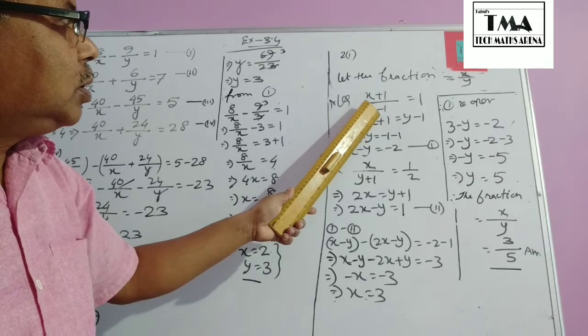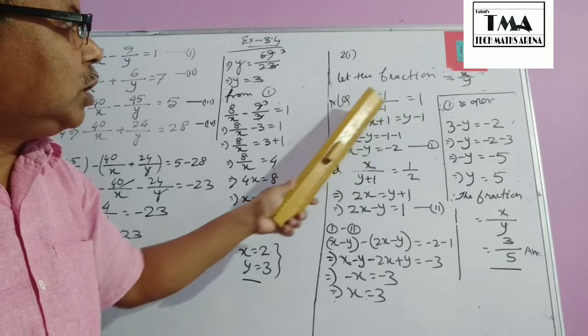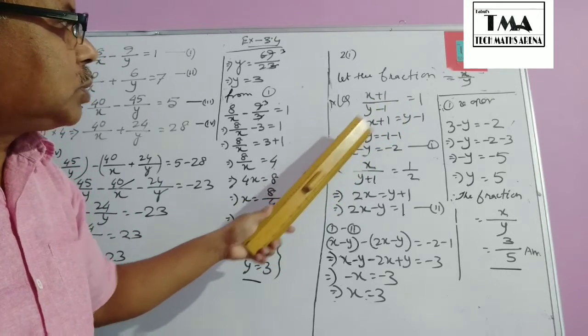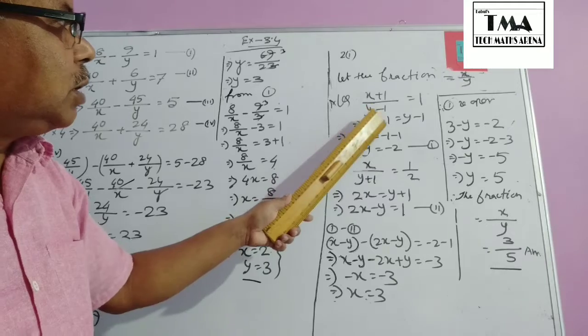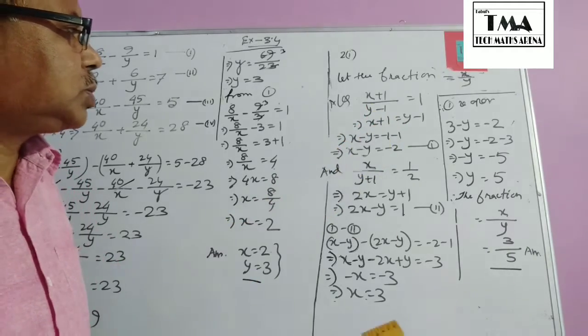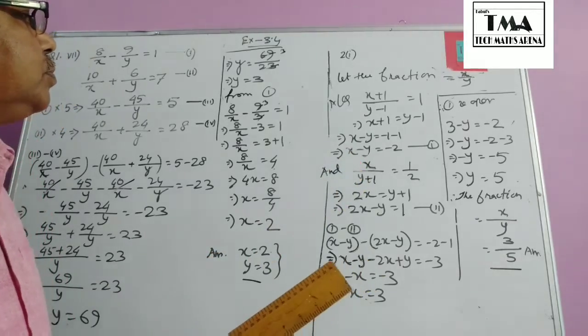After transposition, y minus 1 is multiplied by 1, into y minus 1, is y minus 1. So x plus 1 is equal to y minus 1. After transposition, minus y, then minus 1, minus 1, minus 2: x minus y is equal to minus 2. So x by y plus 1.